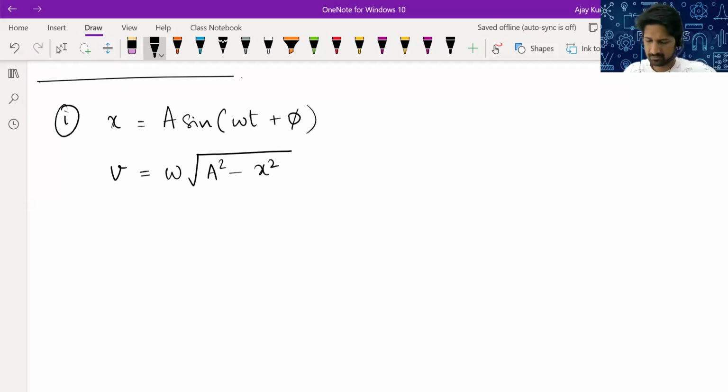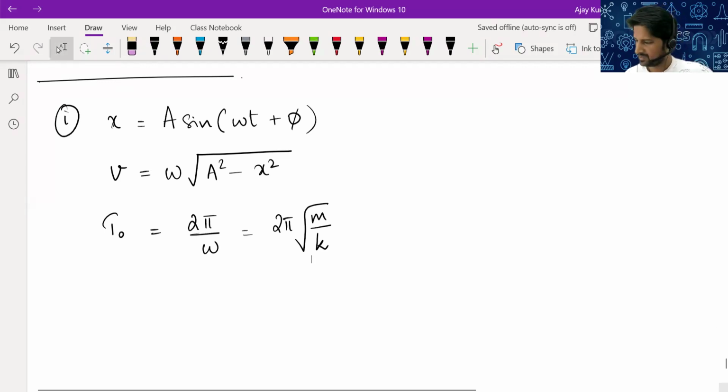the mean position. Okay, then finally we derived that the time period is 2 pi divided by omega, that is 2 pi under root m by k. Omega is under root k by m. So when you send it to the numerator, it becomes under root m by k. Fine.